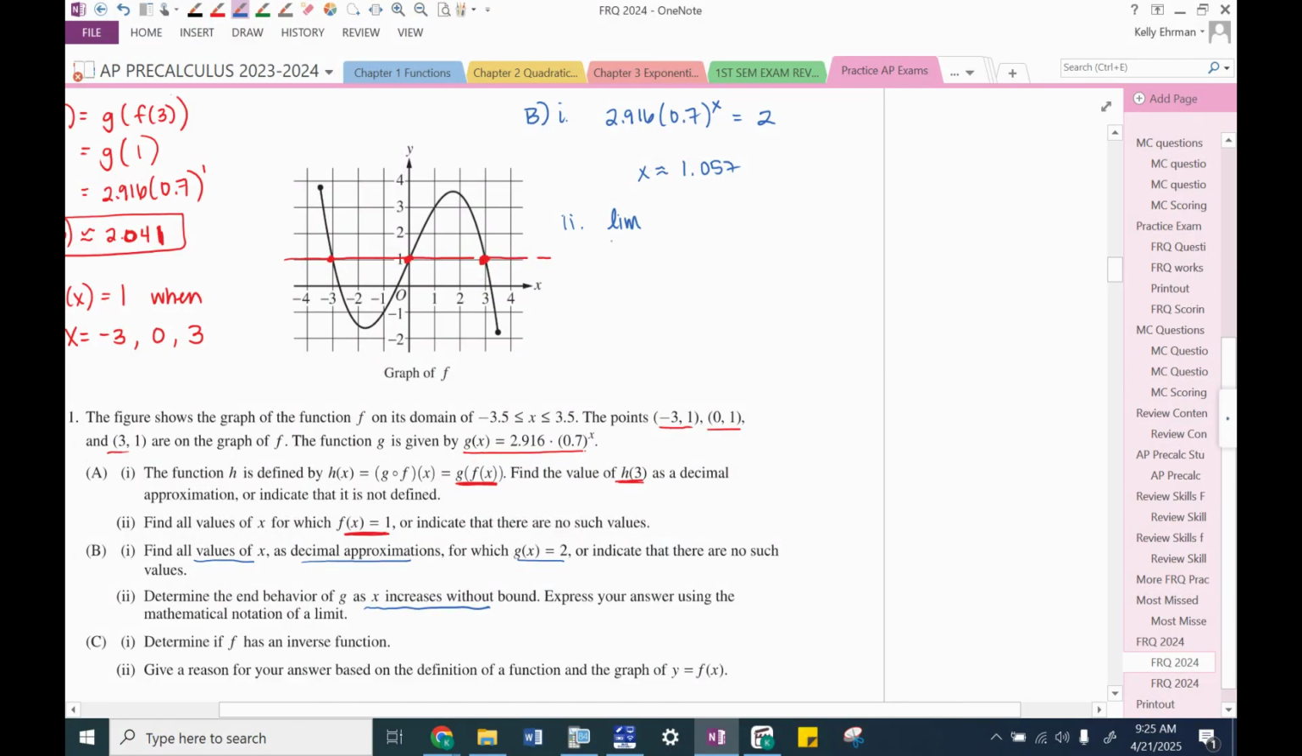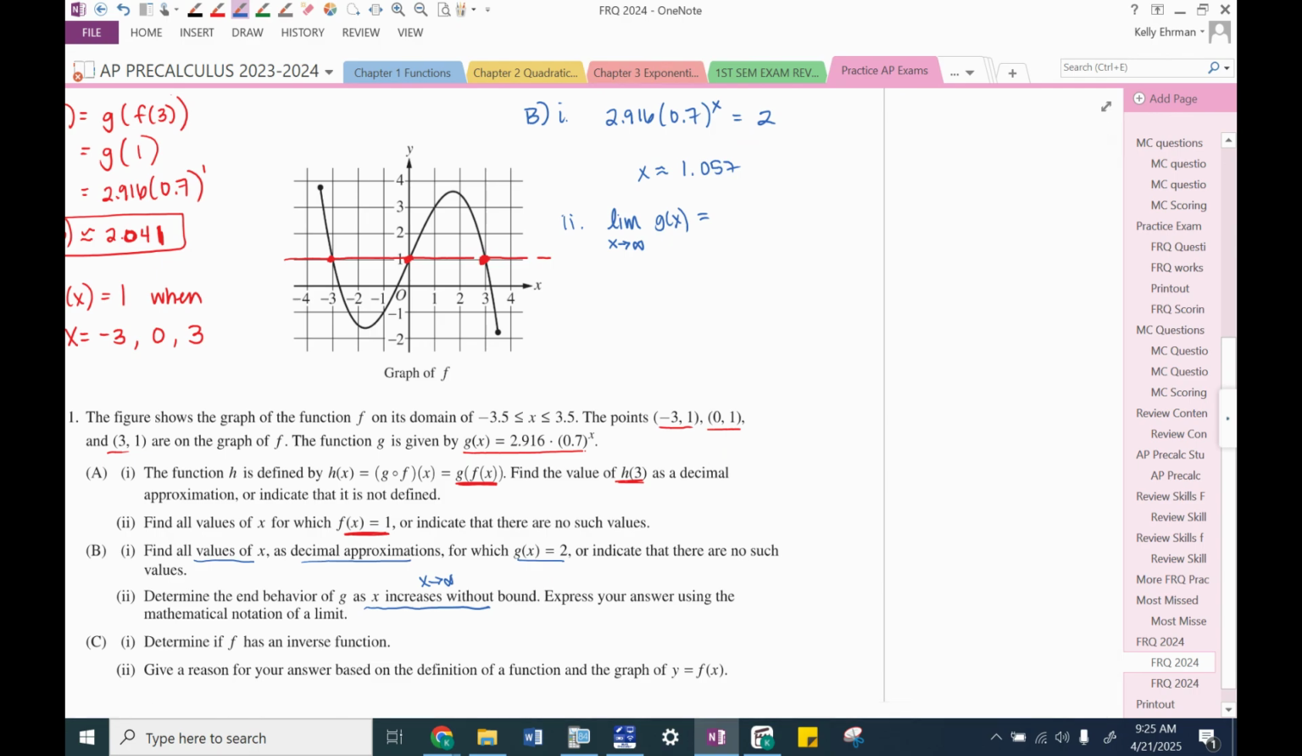It's the limit. This goes underneath that little lim as x approaches infinity, because as x increases without bound means x approaches infinity, of what? Of g of x, or write the equation for g of x. What is that equal to? Your only options are infinity, negative infinity, or a number if there's a horizontal asymptote.